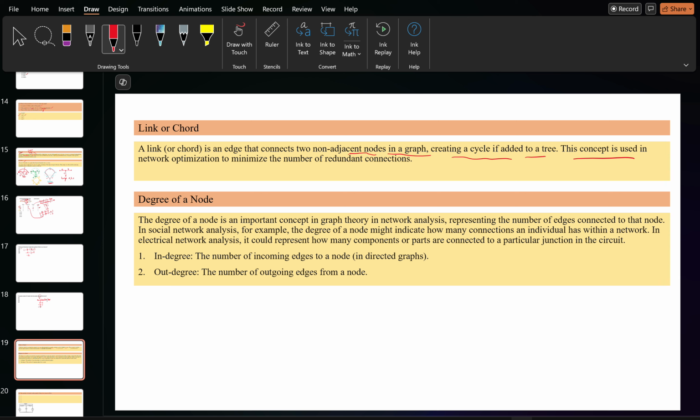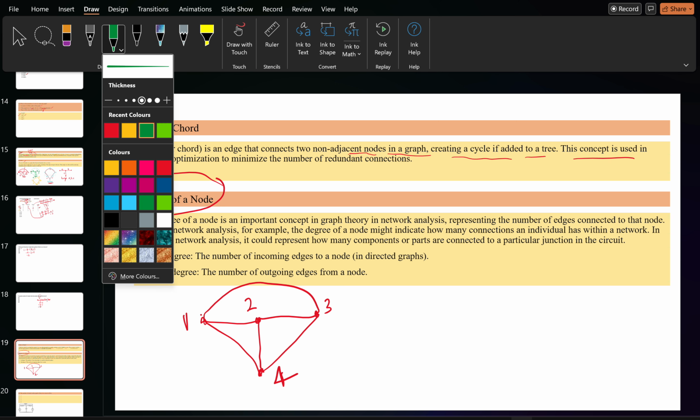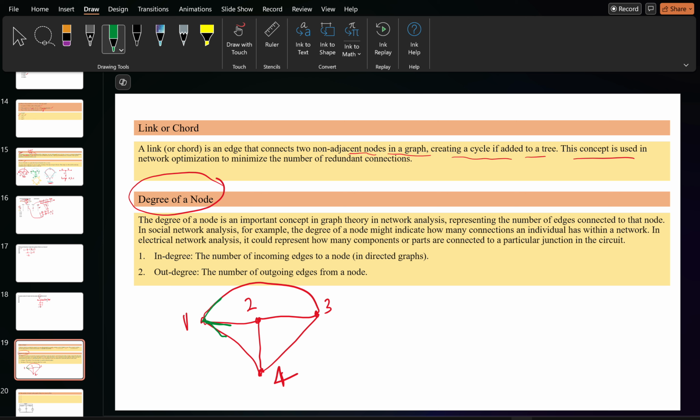Okay, the next important part is the degree of a node. Suppose I take one graph like this. Suppose this is a graph, and there are 1, 2, 3, 4 nodes. The degree is the number of branches connected to that node. What is the degree of node 1? It is 3, because there are 3 branches connecting to that node. So the degree of node 1 is 3.